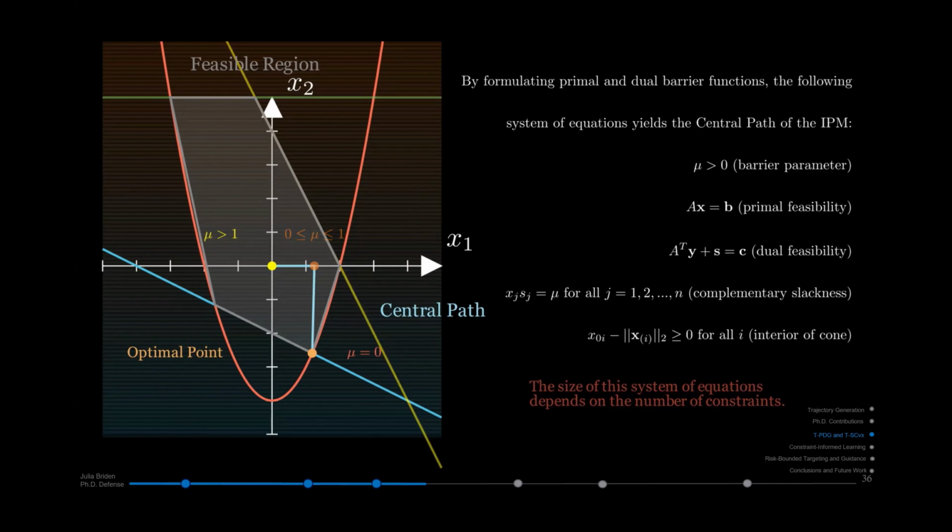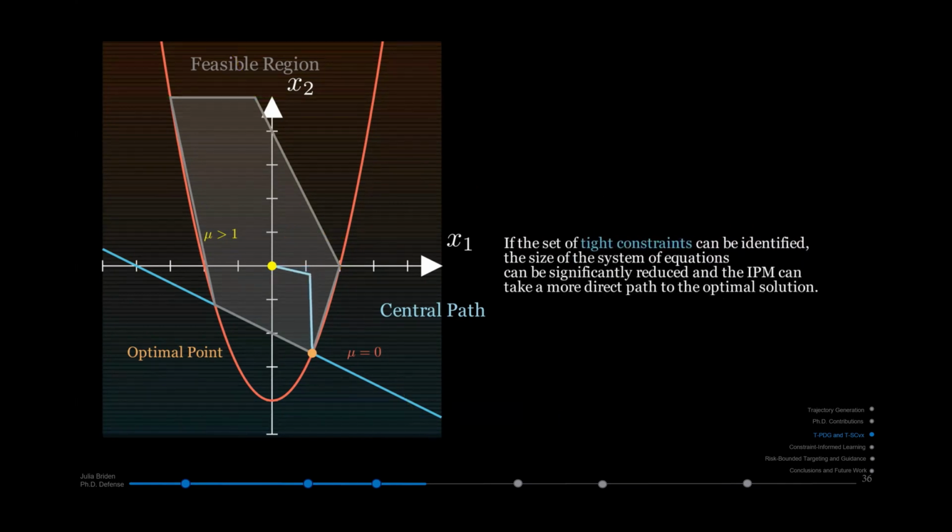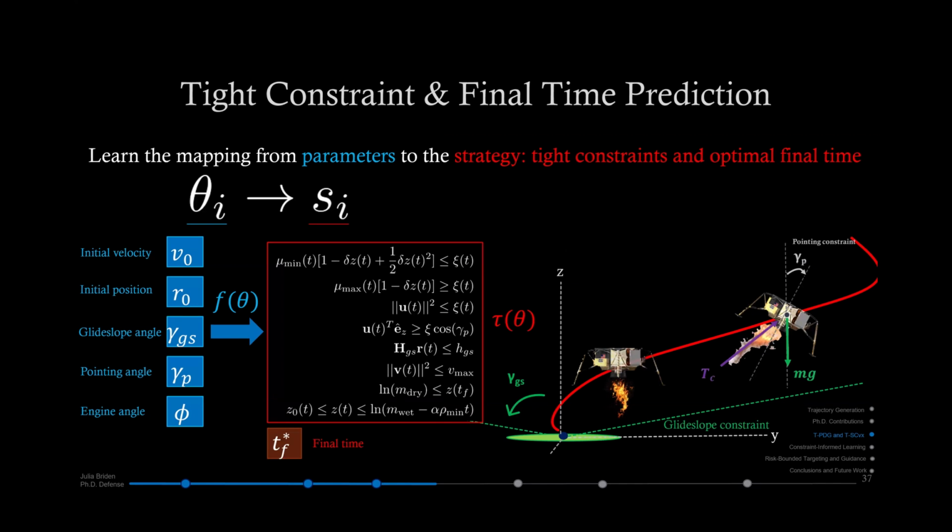But we can start at a point in the feasible region and iterate until we find that optimal point at the bottom. But what if we knew the set of tight constraints, which are the only constraints that matter in terms of defining that optimal solution? If we can identify the set of tight constraints, then we can both significantly reduce the size of the system of equations we have to iteratively solve, as well as take a more direct path to our optimal solution. And that's exactly what we plan to do.